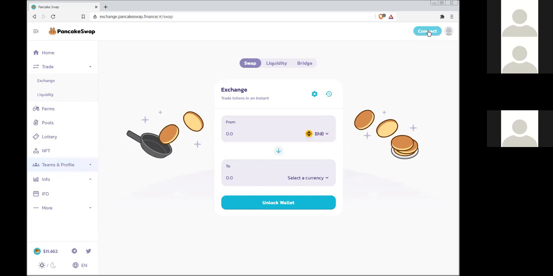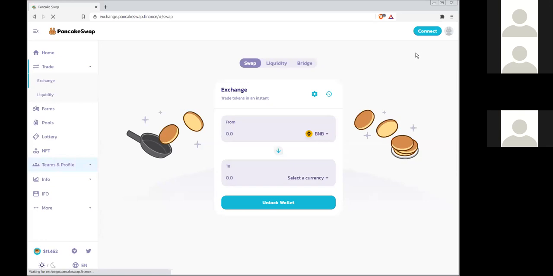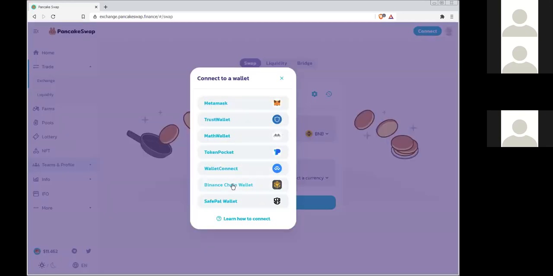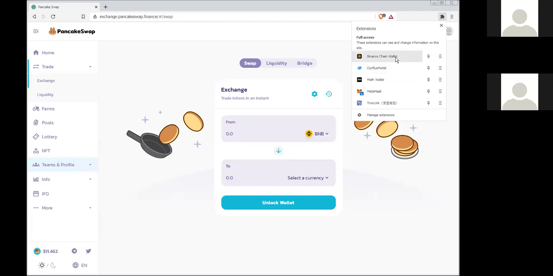But why am I not connecting to my wallet? Come on. Refresh here and see. Did my wallet get this?